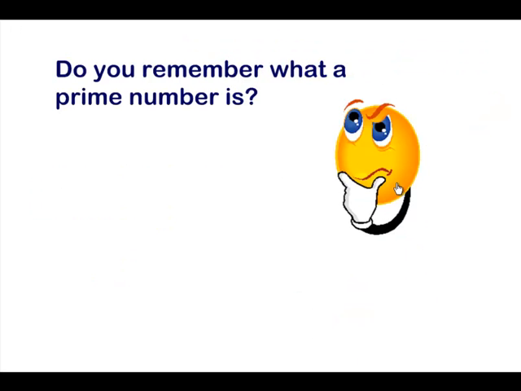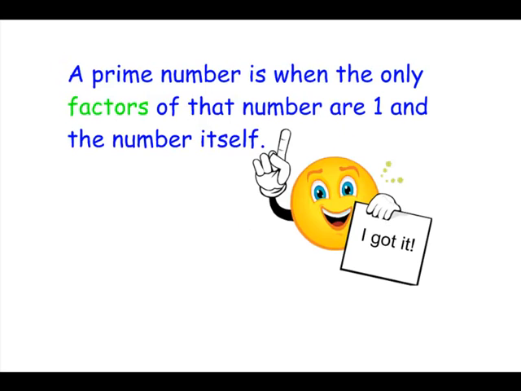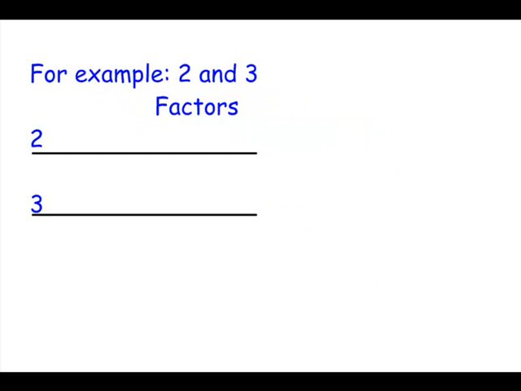Do you remember what a prime number is? A prime number is when the only factors of that number are 1 and the number itself. For example, the numbers 2 and 3. Let's take a look at those.